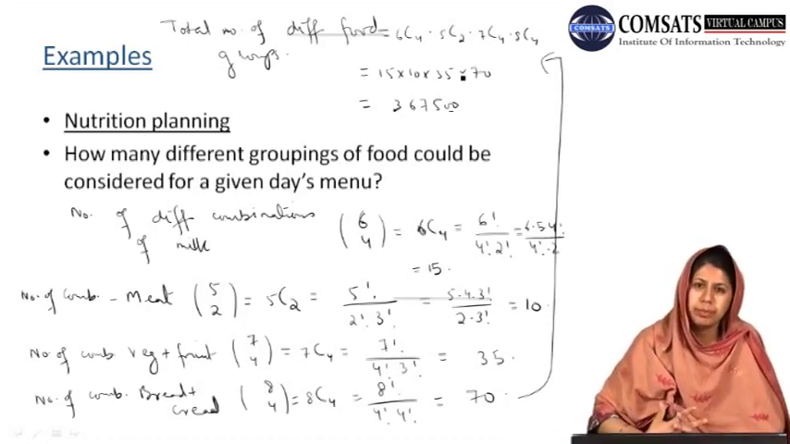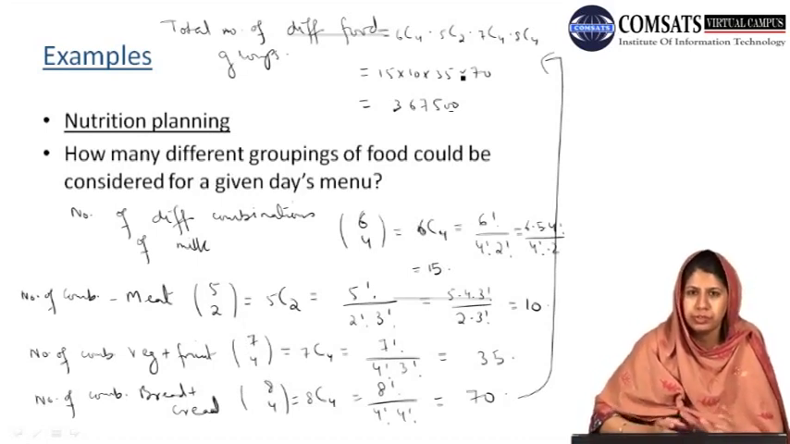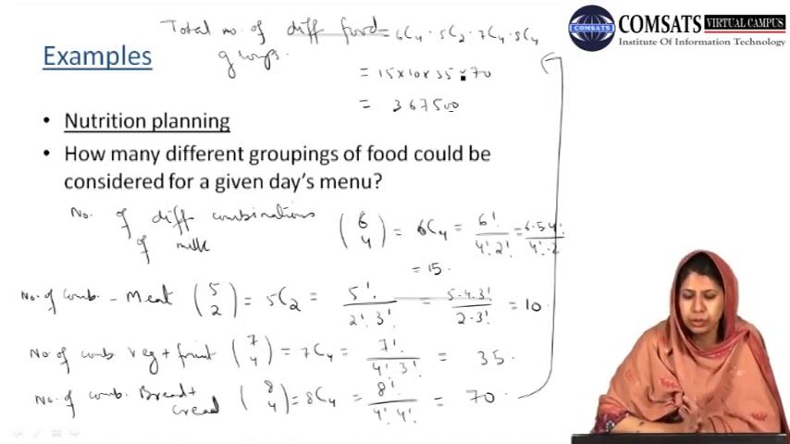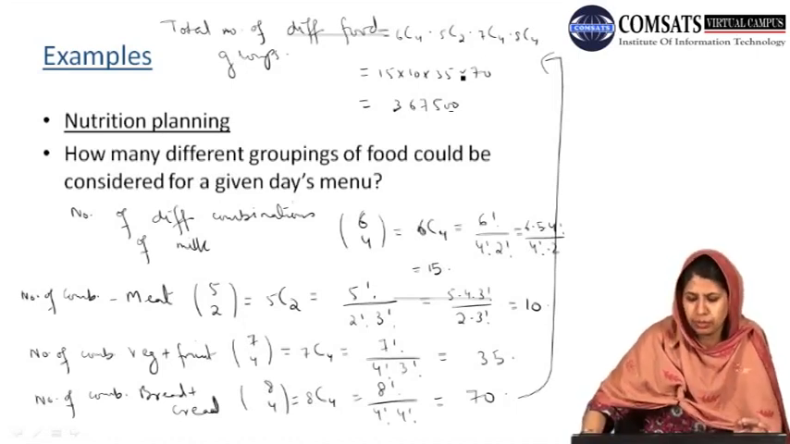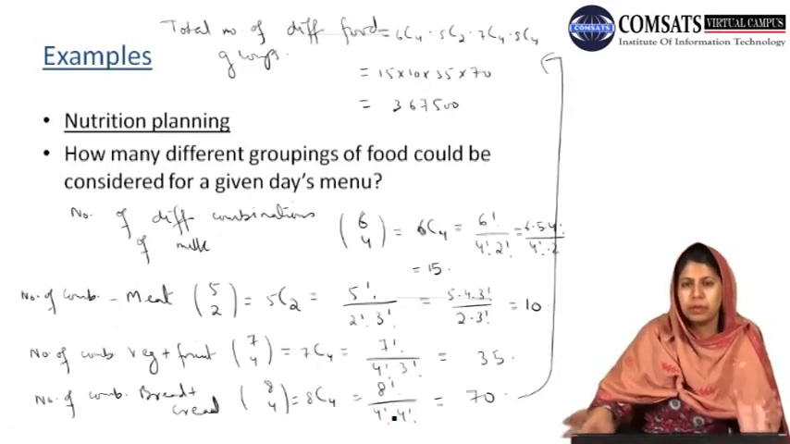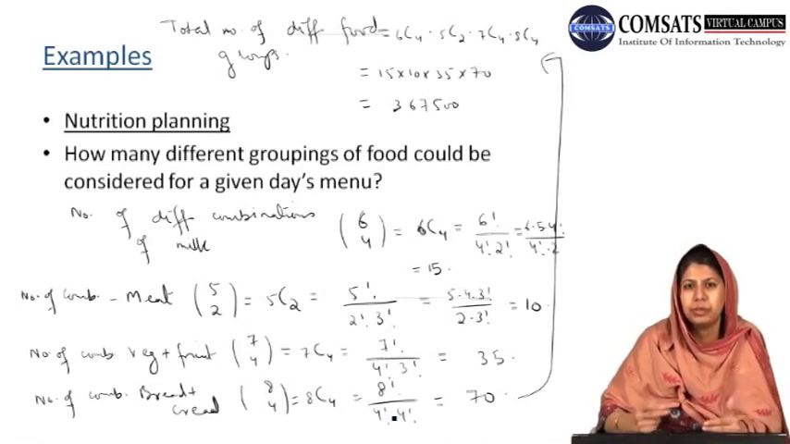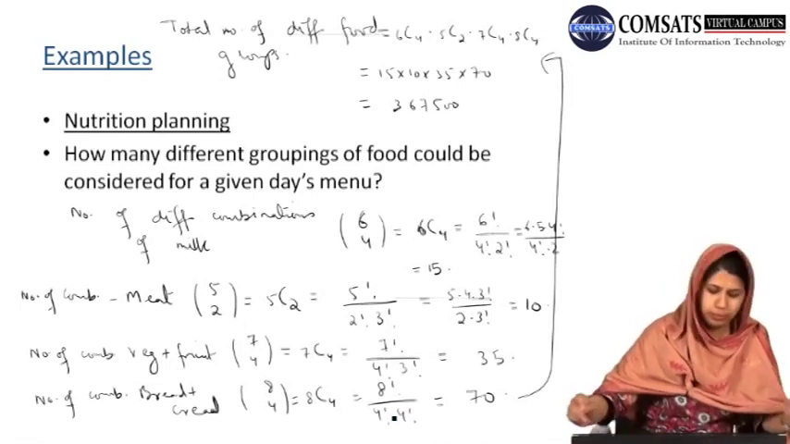What we have done in this example is calculate the number of combinations of each food group separately, and the total number of food groups provided. What was provided was no more than 1 serving of any given item during the day. So the number of possible combinations will be the product of all the possible combinations from each food group.